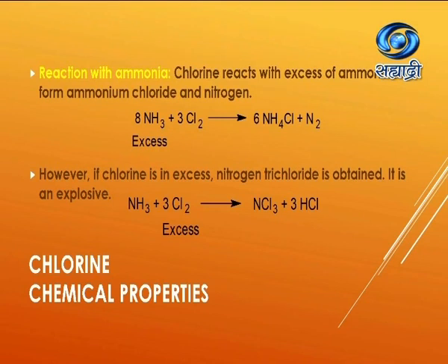Nitrogen gas is evolved. However, when chlorine is in excess, nitrogen trichloride is obtained and it is an explosive. So NH3 plus 3Cl2 gives NCl3 plus 3HCl. So remember students, when ammonia is in excess, ammonium chloride is formed and nitrogen gas is evolved. And when chlorine is in excess, nitrogen trichloride is formed.